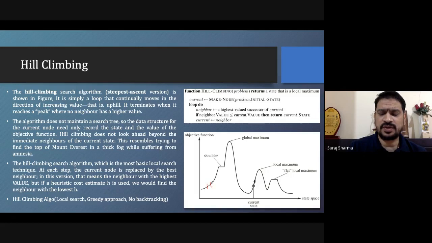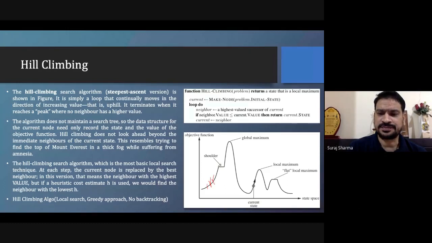This node is a neighbor node which has a higher objective function value than me, definitely. So this particular neighbor will become the current state. And from the current state, again, I'll go to its neighbor. This particular neighbor again has a higher value, so I'll choose this node as the current node. In that way, I'll move on.